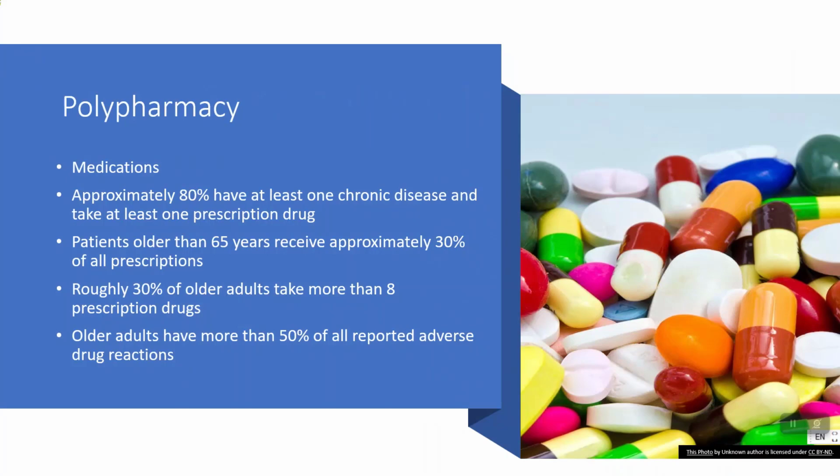Polypharmacy is a big problem among older adults. Approximately 80% of older adults have at least one chronic disease and take at least one prescription drug, but actually more than 30% of older adults take about 8 prescription drugs. As a nurse, I can tell you when I go into the hospital, rarely do I have an older adult patient that doesn't have at least 8 medications on their list.